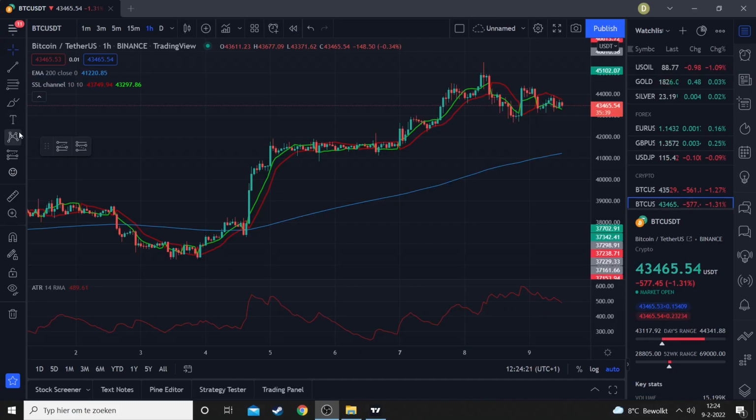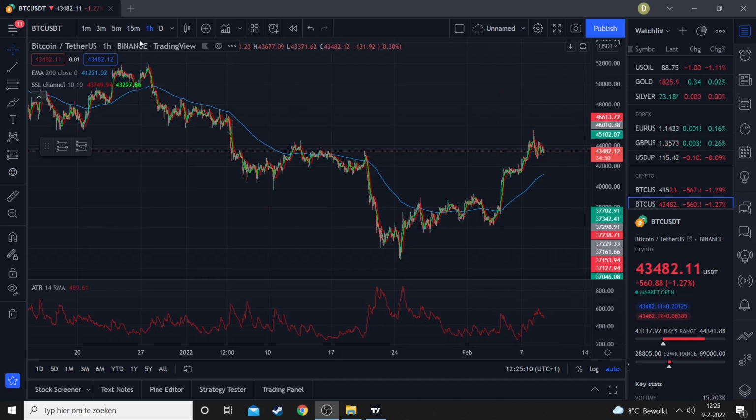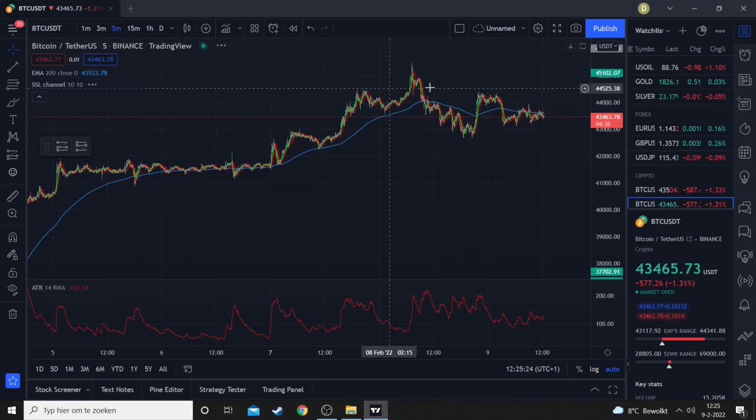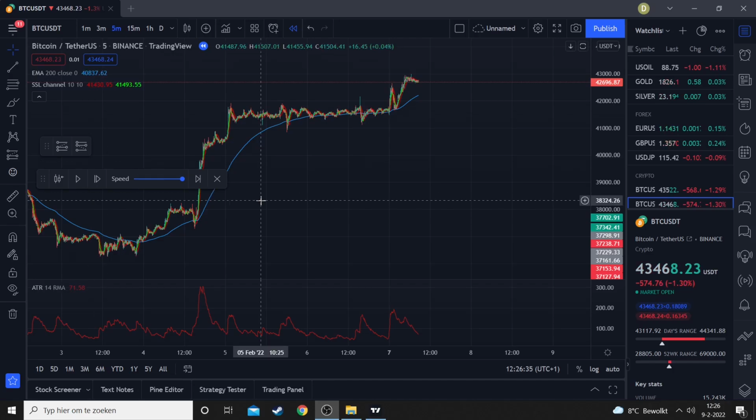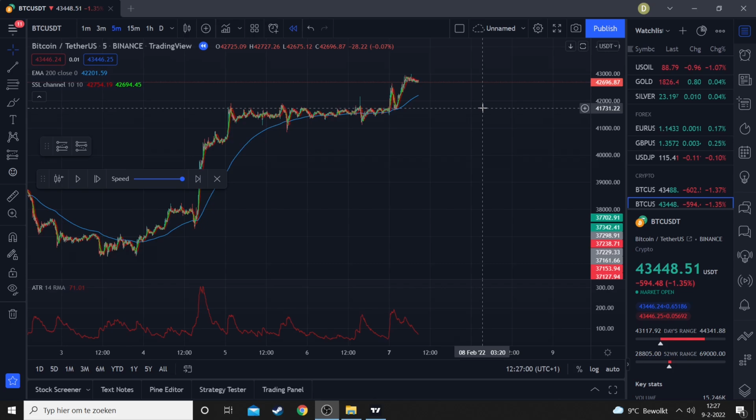So this is going to be a scalping video. You can use the SSL strategy on the 1 hour, but I prefer to use it on the 5-minute chart. This is because I make some quick trades, not be too long in one position. So I'm going to look at the 5-minute chart. Looking at the 5-minute chart, we can see one thing clearly: we're above the 200 EMA. So that means we're in a bullish market, so we only long above the 200 EMA.